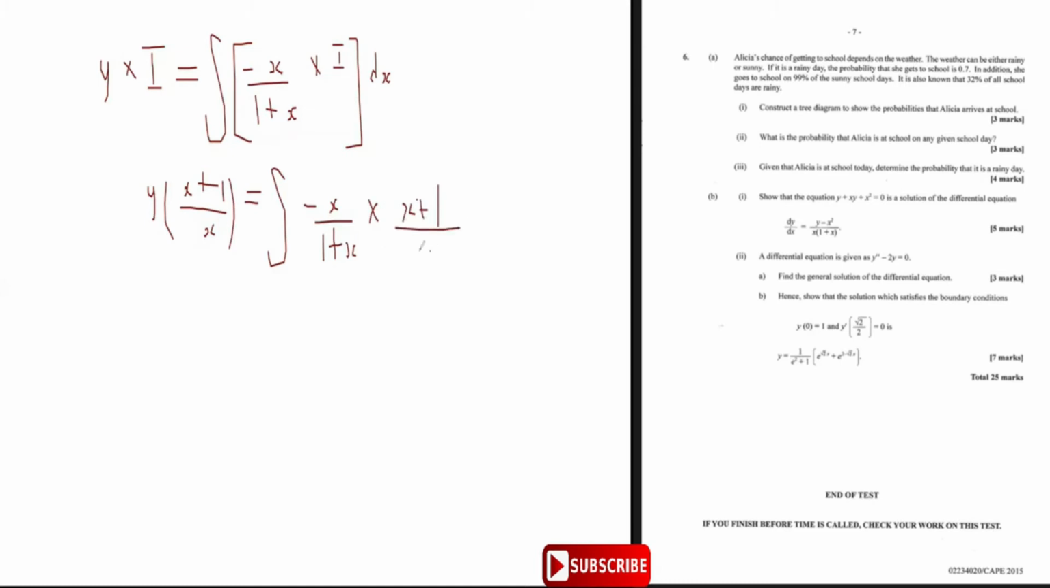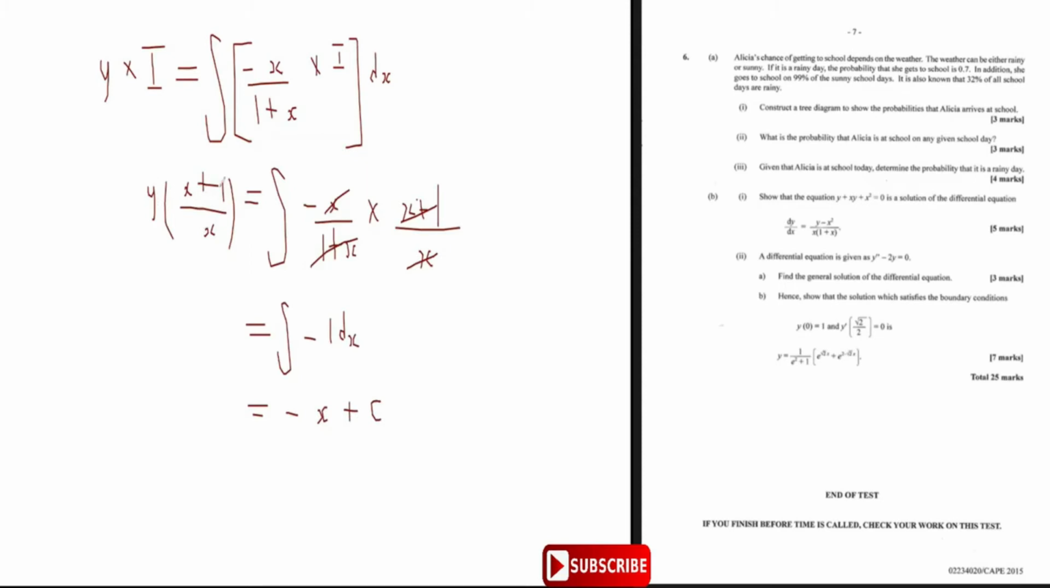As you can see, this x cancels this x. This 1 plus x cancels this x plus 1. And so we're just left with integrating minus 1 dx. The integral of minus 1 is minus x. So this works out to be minus x. And remember, when you integrate, you get plus your constant of integration, plus c.